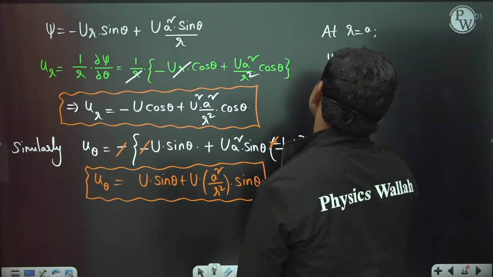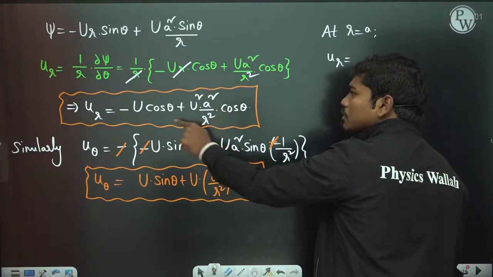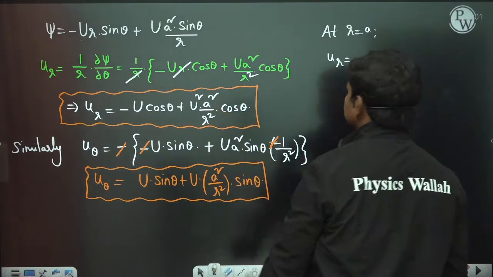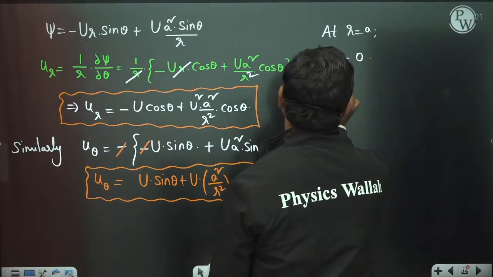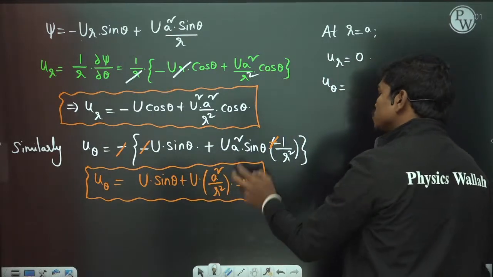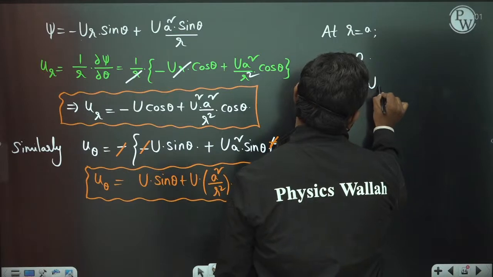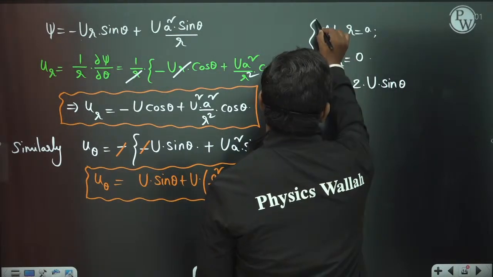ur is how much? Radial velocity is how much? If you put r is equal to a, this term gets cancelled out, minus u cos theta plus u cos theta, which is 0. Okay, so ur is equal to 0. Similarly, u theta is equal to how much here? If you put r is equal to a, u sin theta plus u sin theta, so total 2 times u sin theta. So this is how we get these values.